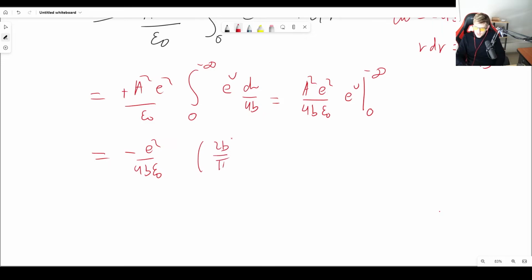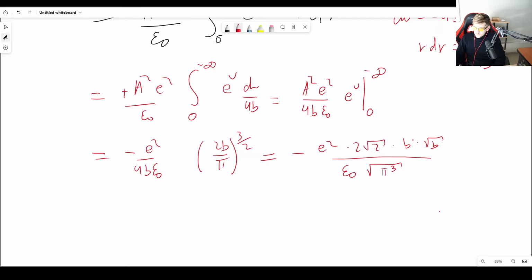2b over pi to the 3 halves. And let's see. So then we have minus e squared. How can we simplify this? We can take the 2 outside. So we get 2 times square root of 2 times b times square root of b. And what else do we have? That's kind of it, right? We have epsilon 0, but the square root of pi is going to be there. So square root of pi cubed, basically.